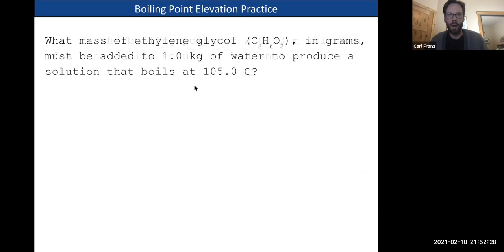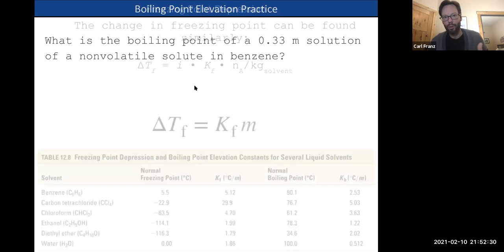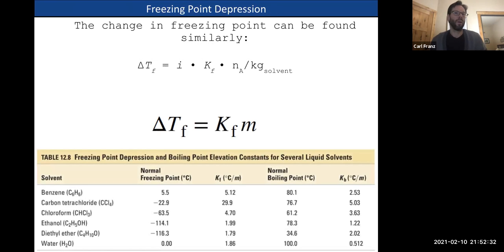Here are some practice problems that we went over. Again, I recommend you try them out yourself. Freezing point depression is the same thing as boiling point elevation, only the Kf is going to be different. You're going to subtract that delta Tf from its normal freezing point, whereas with boiling point elevation, you're going to add that delta Tb to its normal boiling point.